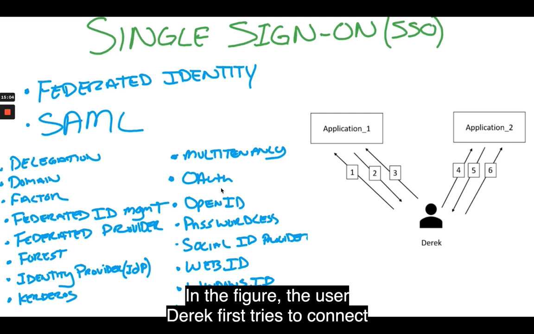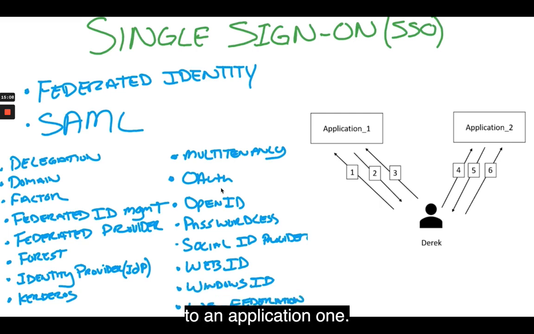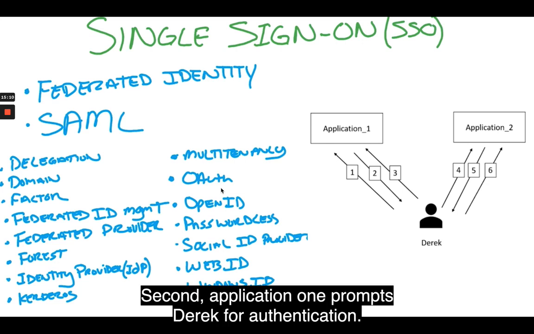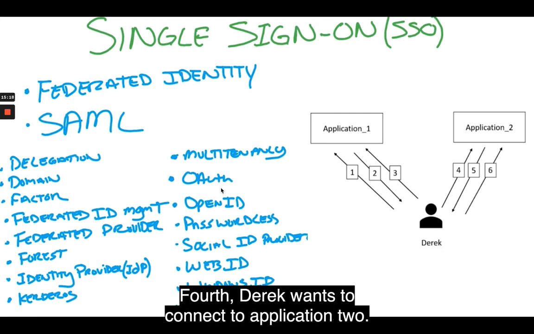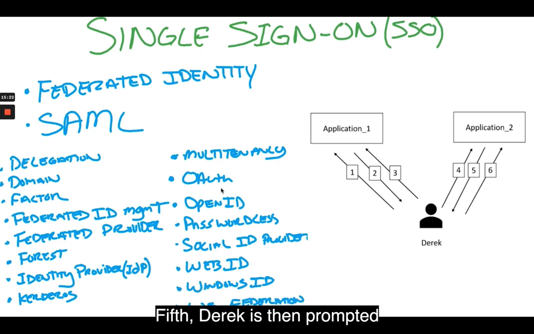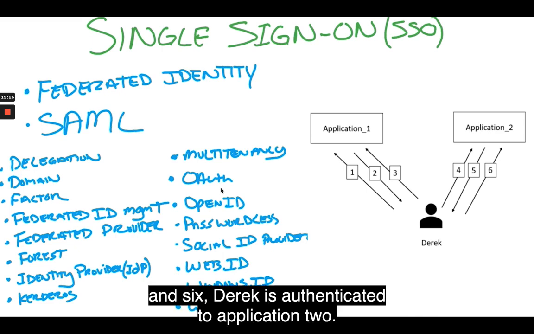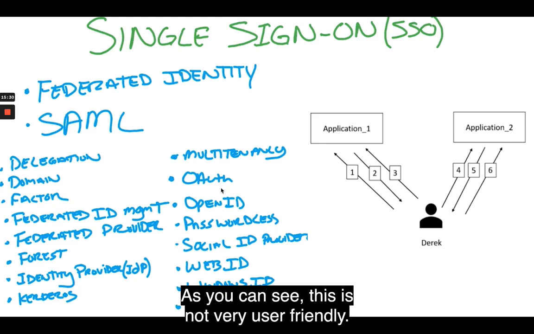In the figure, the user Derek first tries to connect to Application 1. Second, Application 1 prompts Derek for authentication. Third, Derek authenticates to Application 1. Fourth, Derek wants to connect to Application 2. Fifth, Derek is then prompted to authenticate to Application 2. And sixth, Derek is authenticated to Application 2. As you can see, this is not very user-friendly.